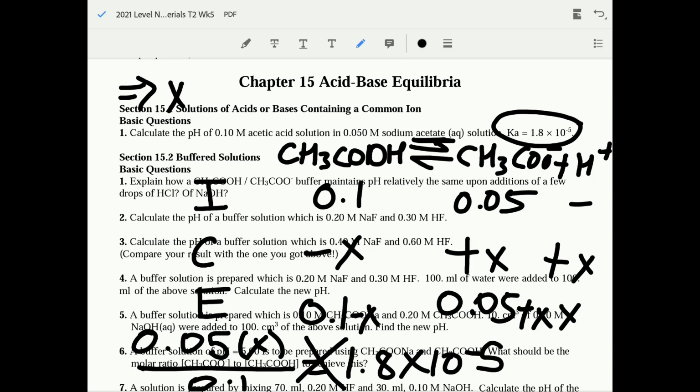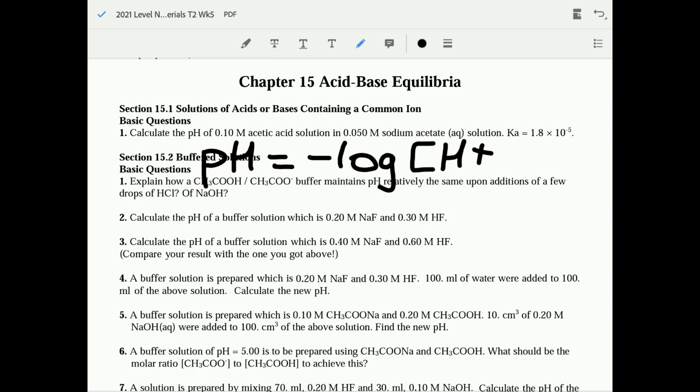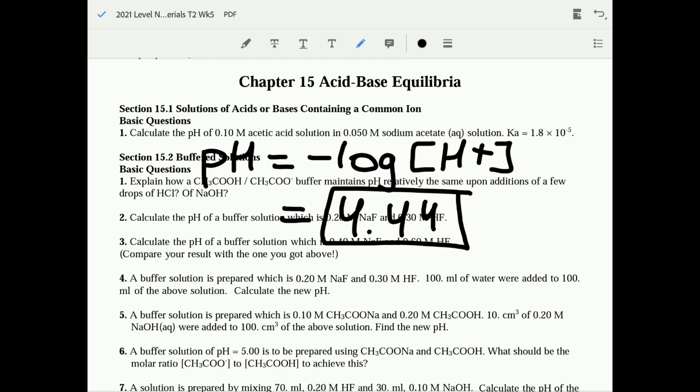We get that X, or the concentration of the H plus, is 3.6 times 10 to the minus 5. To get the pH, let's just continue here. pH is minus log of the concentration of H plus, so minus log of 3.6 times 10 to the minus 5, giving us an answer of 4.44 to 3 significant figures. So that's how you get it.